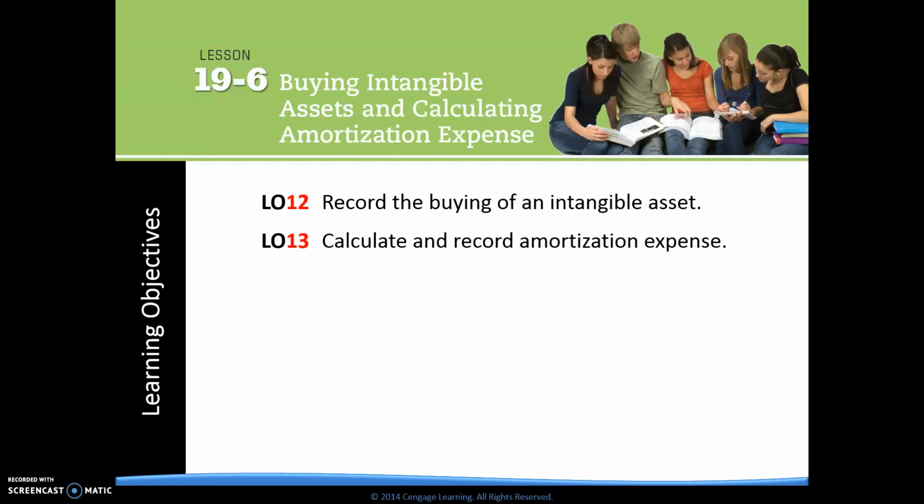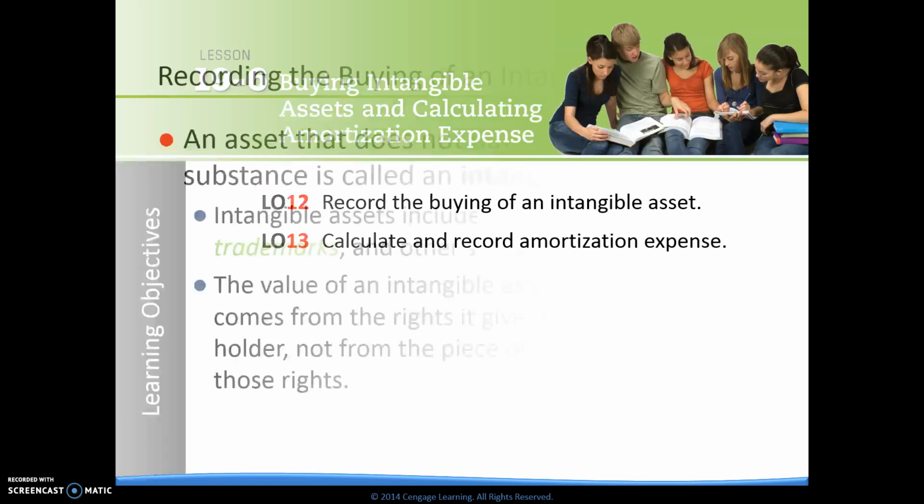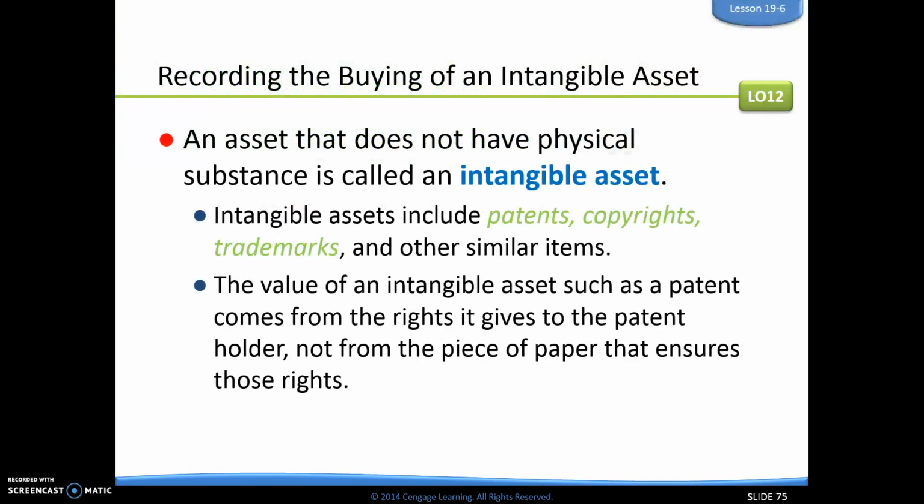Okay, our last section in chapter 19 is on buying intangible assets and then calculating their amortization expense. So, up until this point in chapter 19, we've been talking about tangible assets or long term assets such as cars, buildings, equipment, things like that, things that have a physical presence. Intangible assets are assets that do not have any sort of physical substance. And examples of these include patents, copyrights, and trademarks, or similar items along that line.